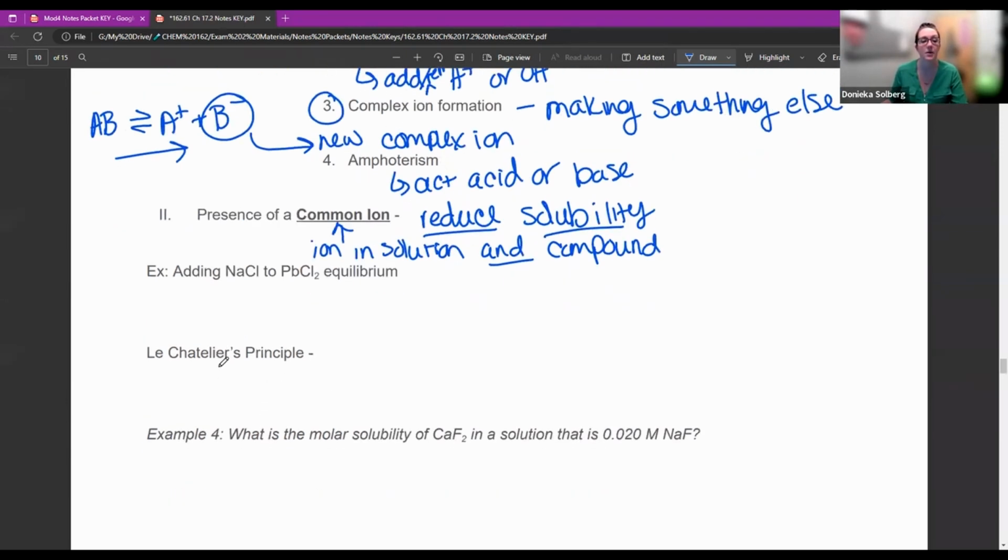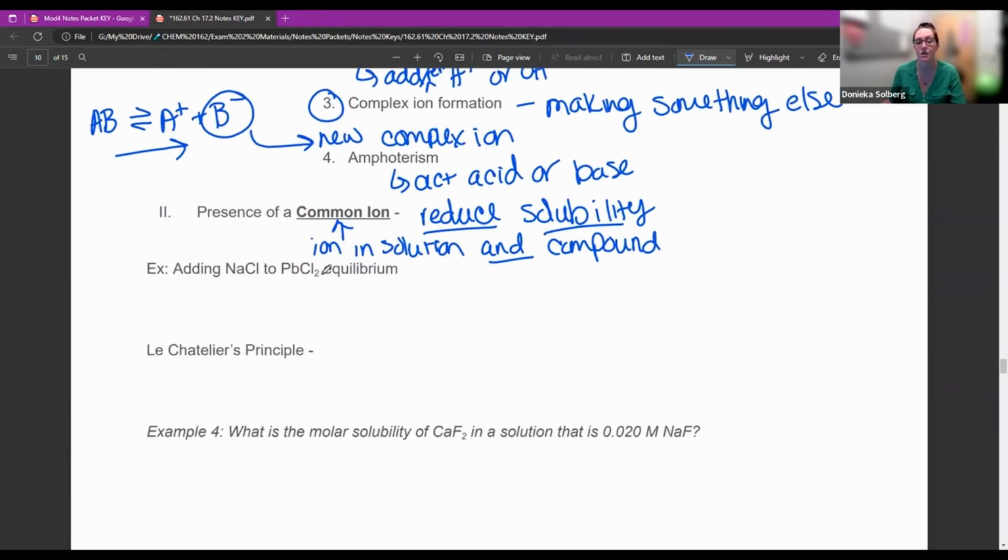So for example, if I add NaCl to lead chloride, remember this guy isn't very soluble, what would be my common ion? Well, chloride, right? Chloride is in both of them. That is the common ion. So if I'm looking at the solubility of PbCl2, it's not very soluble. We have this whole equilibrium going on with Cl minus. If I add in some Cl minus, it's going to shift it to the left.